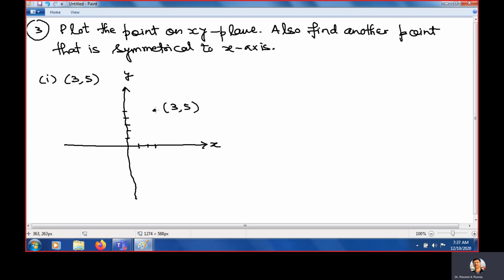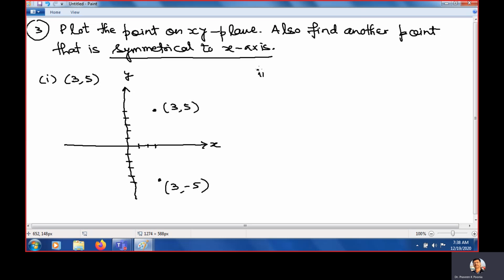Now you need to find another point that is symmetrical to the x-axis. How do we get a point symmetrical to the x-axis? By replacing y by minus y. So changing 5 to minus 5. It is minus 1, minus 2, minus 3, minus 4, minus 5. It will be here. This point is (3, -5). These 2 points are symmetrical about the x-axis because one is 5 units above the x-axis and the other is 5 units below it.